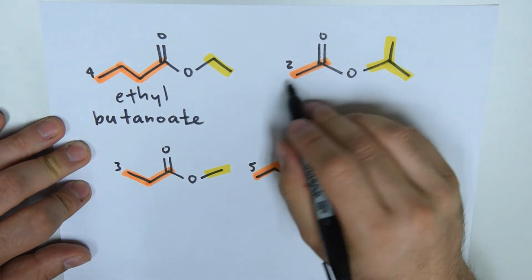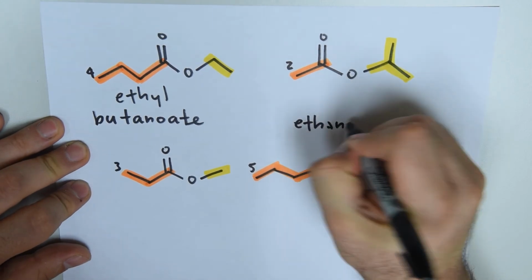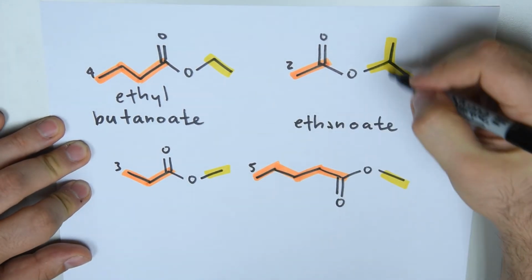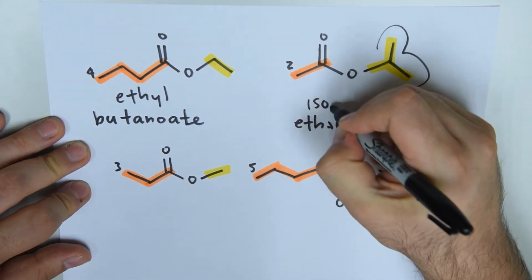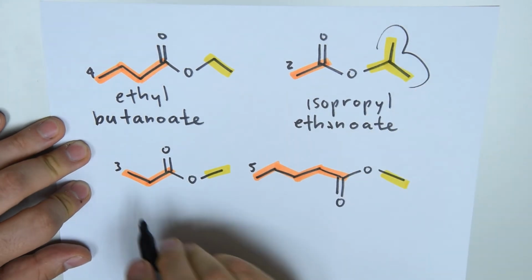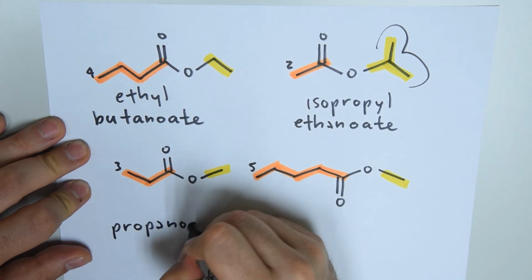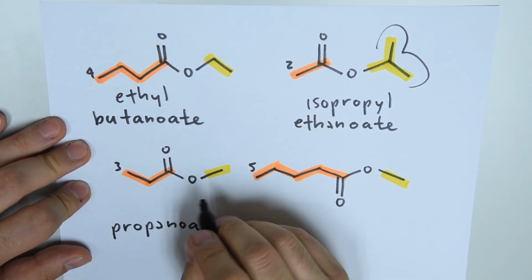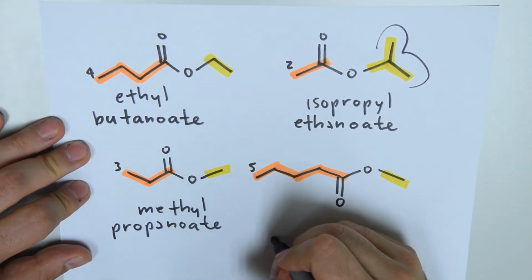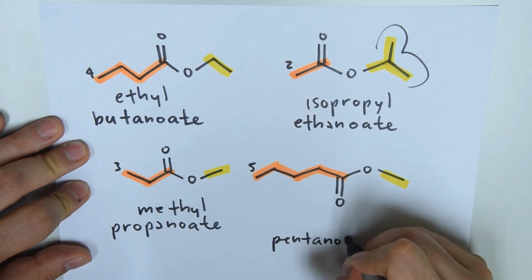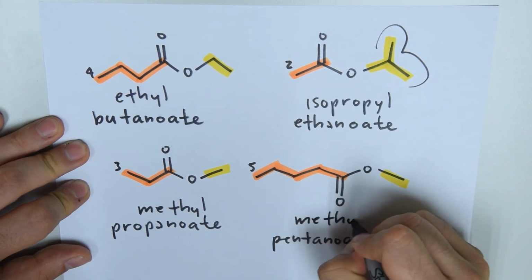On this side, we have carbon side, 2. So that's ethane, ethanoate. And what do we have attached? 3 carbons in this shape, which is the antenna shape, isopropyl ethanoate. On this side, carbon side, propane, propanoate. And then on the oxygen side, 1 single carbon, methyl. Here we have 5, pentane, so it's pentanoate. And then methyl on the oxygen side, methyl pentanoate.